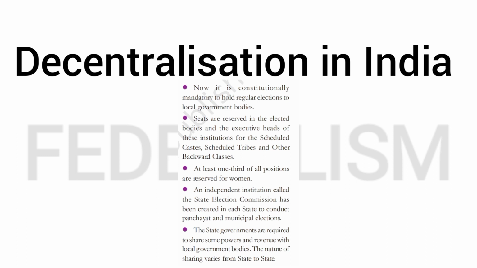Seats are reserved for the scheduled castes, scheduled tribes, and other backward classes. At least one-third of all the positions are reserved for women. An independent institution called the State Election Commission has been created in each state. The state governments are required to share some powers and revenue with the local government bodies.